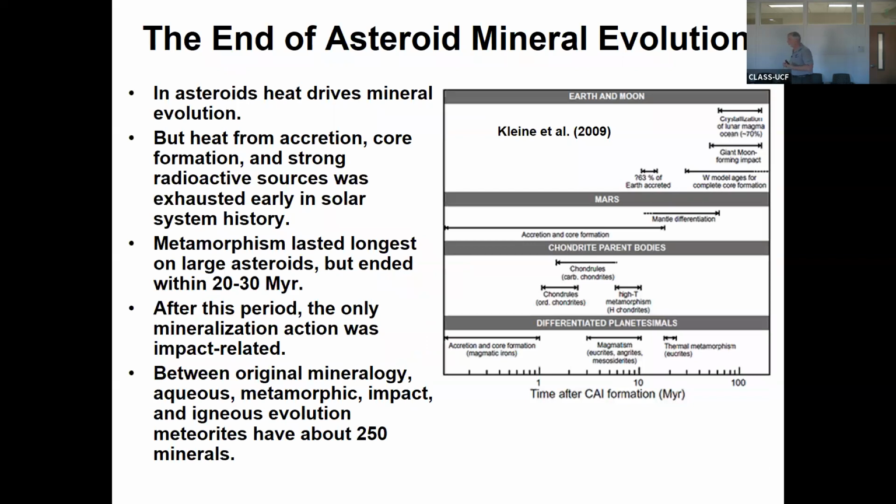So heat drives mineral evolution. But on asteroids, since they're small, heat from accretion, core formation and radioactive sources died pretty early. This is the timeline in the diagram of time after calcium aluminum inclusion formation, and it goes out to 100 million years. But basically, for asteroids and planetesimals, even big ones, you're done after about 20 or 30 million years, even for thermal metamorphism and things that totally differentiated, like the eucrites.